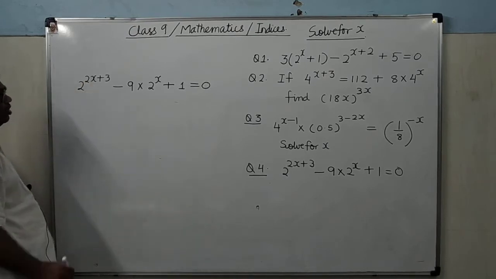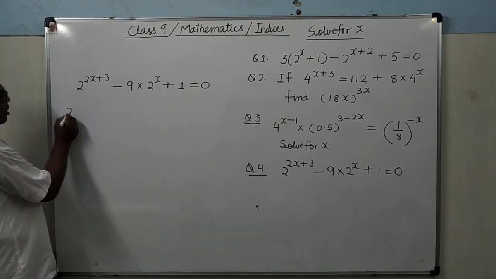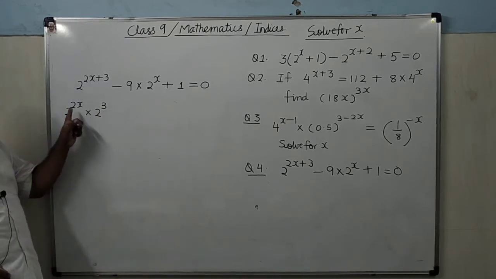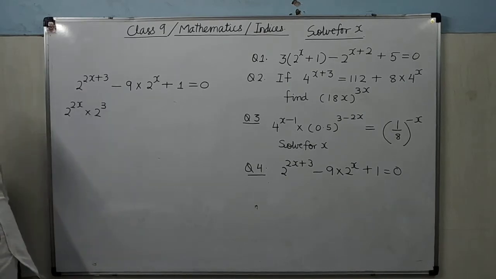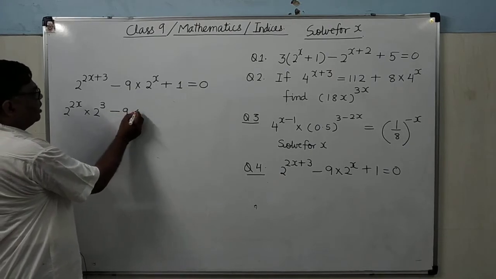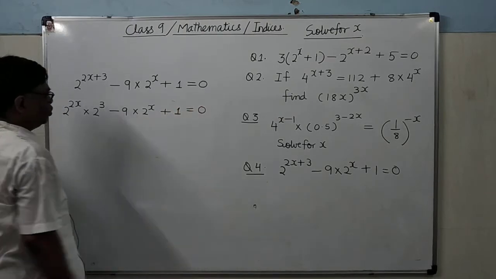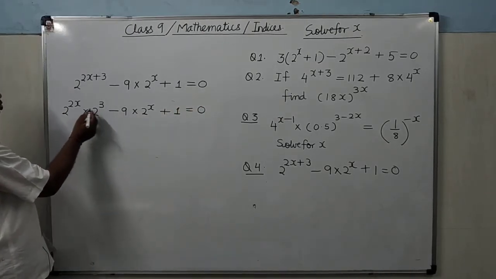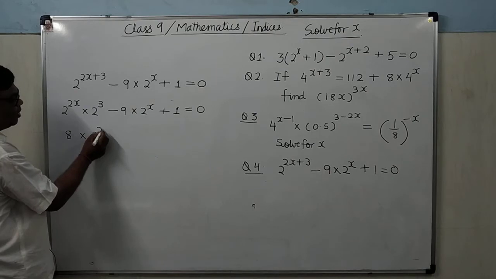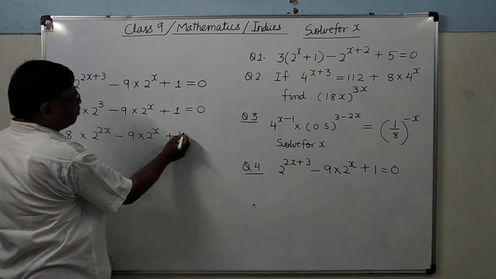So here you split it. How will you split it? You will apply the product rule in the reverse order. That is 2 to the power 2x into 2 to the power 3. If you simplify by using product rule, you will get the same thing, 2 to the power 2x plus 3. It's clear? Minus 9 into 2 to the power x plus 1 equals to 0. Now this is what? 2 to the power 3 means 8. So 8 into 2 to the power 2x minus 9 into 2 to the power x plus 1 equals to 0.